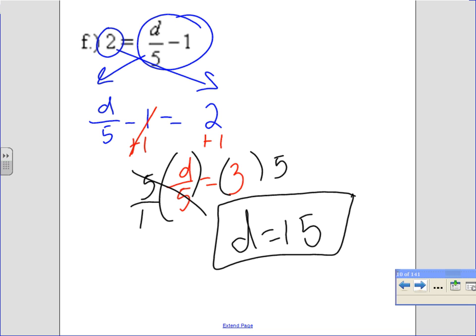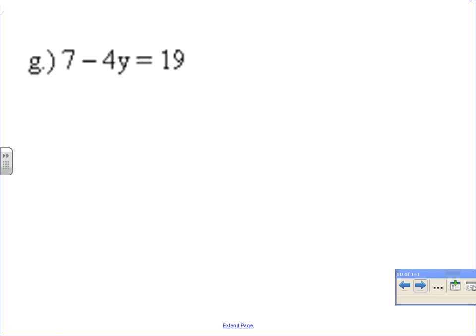All right, let's go to letter G. Okay, letter G. I think this is the last one that I want to do with you guys, and then we'll do some word problems. Okay, 7 minus 4y equals 19. So similar type of setup, but a little different. Emma, how do we get the 7 to the other side? How did you know to subtract it?